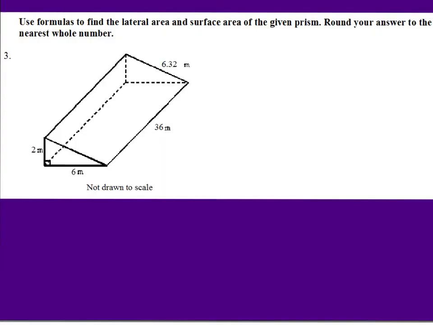Number 3 says use formulas to find the lateral area and surface area of the given prism. Round your answer to the nearest whole number. Alright, so again, lateral area is equal to perimeter times height. So we'll find that first. Our base here is this triangle. I know it's my base because I have 2 of those and they're parallel to each other.